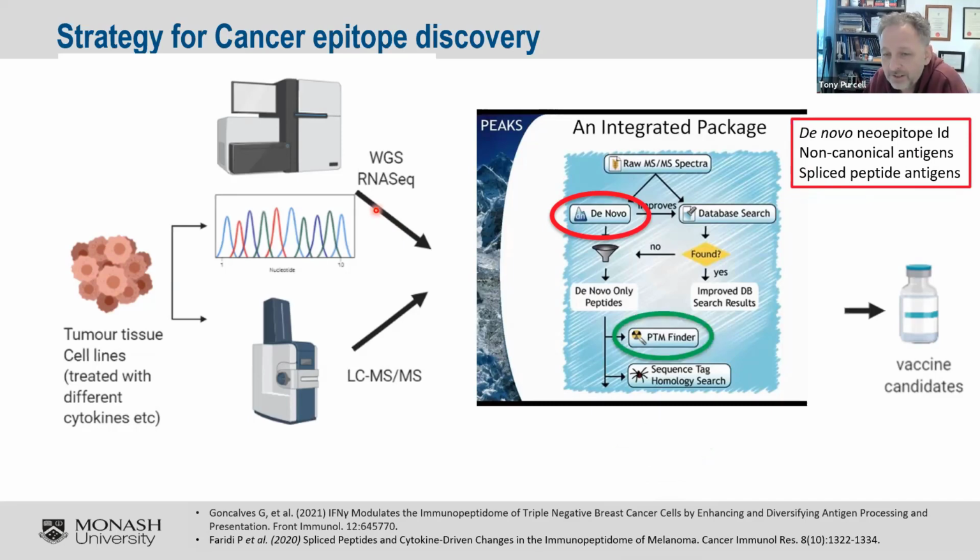We're also interested in other PTMs, so not just these spliced peptide antigens, but a whole series of cancer-specific PTMs. Andy showed you some of these already. And I guess some of our favorites include deamidated peptides and also phosphopeptides, which can be a little harder to find because of their resistance to ionize well.